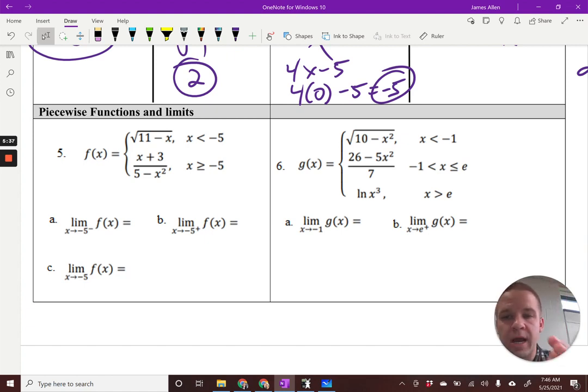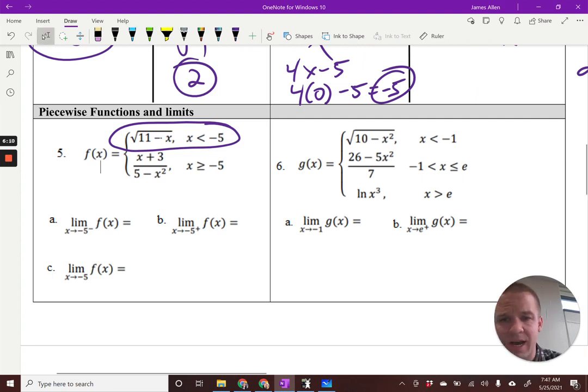So here I've got a piecewise function where it's defined as the square root of 11 minus x when x is less than negative 5, and x plus 3 over 5 minus x squared when x is greater than or equal to negative 5. So what's the limit as x approaches negative 5 from the left? Well, the left side is when x is less than negative 5. So I'm going to be looking at this one here. So let's try a little direct substitution here and see if we can do that.